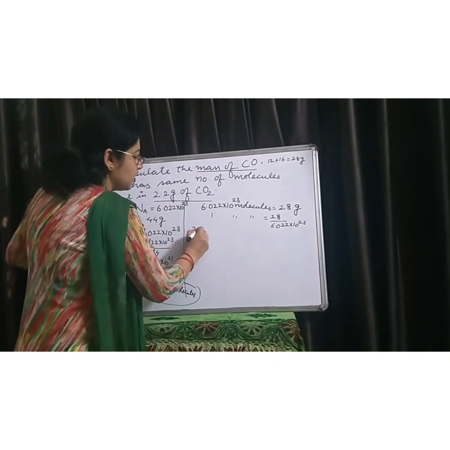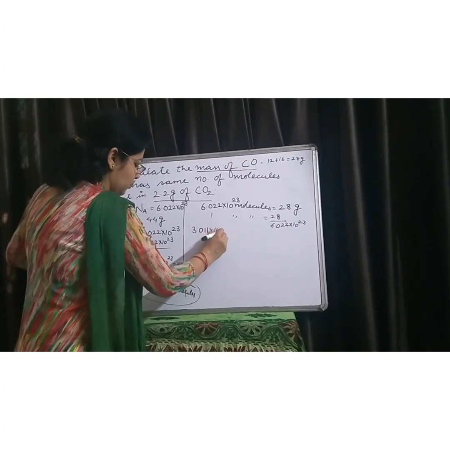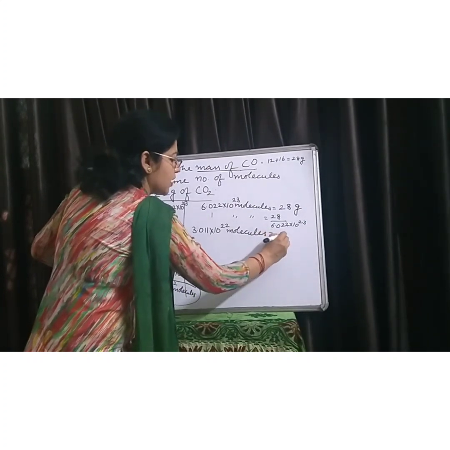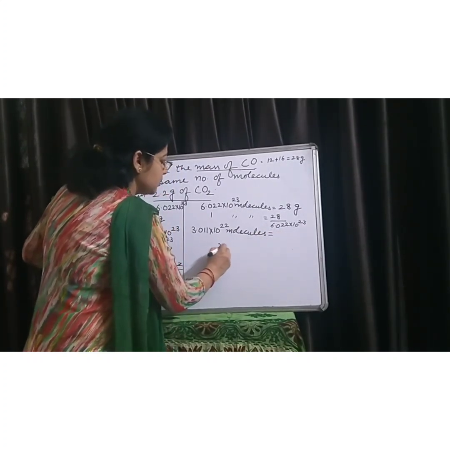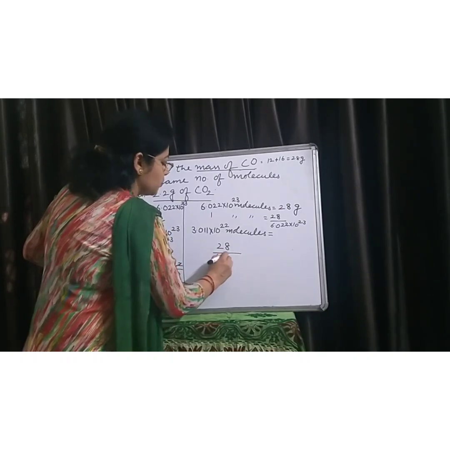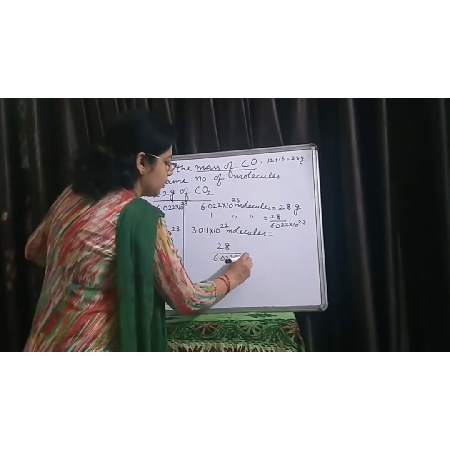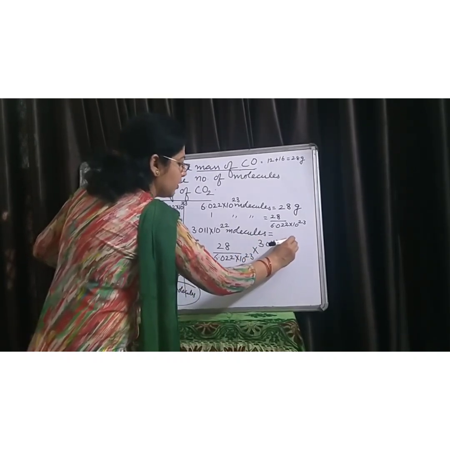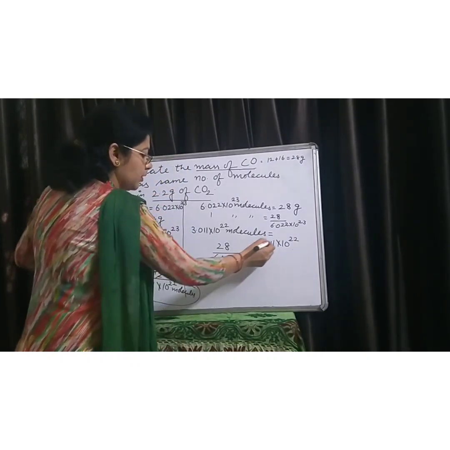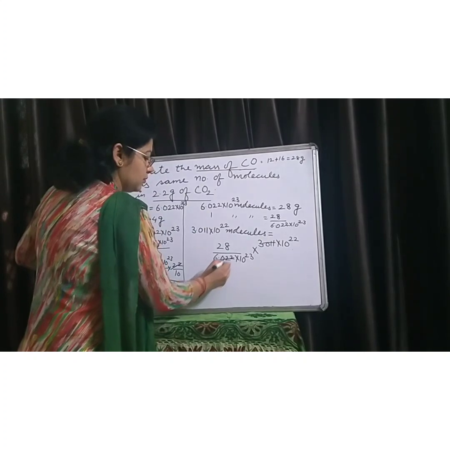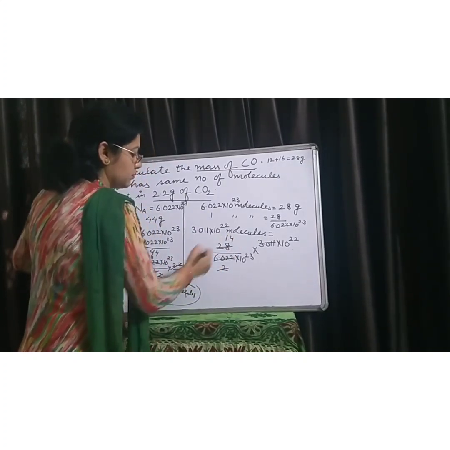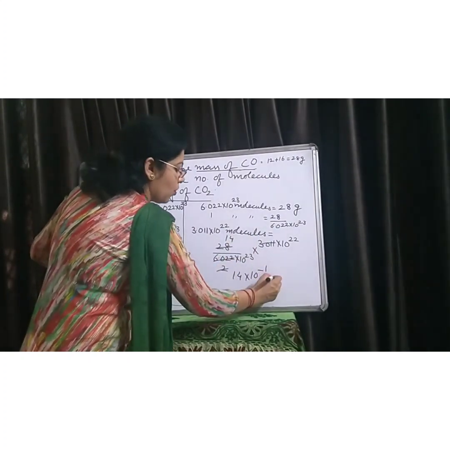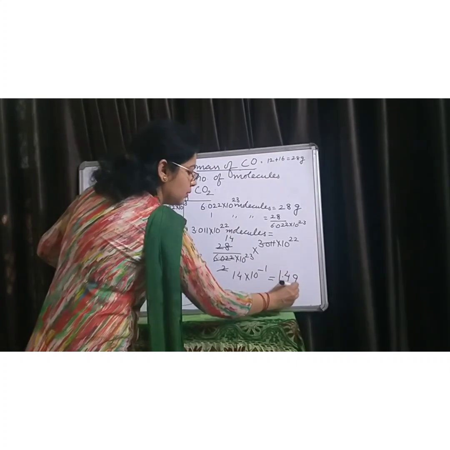So put here 3.011 × 10^22 molecules of carbon monoxide has mass, that is 28 divided by 6.022 × 10^23 multiplied by 3.011 × 10^22. It comes out to be 14 × 10^-1 or 1.4 grams.